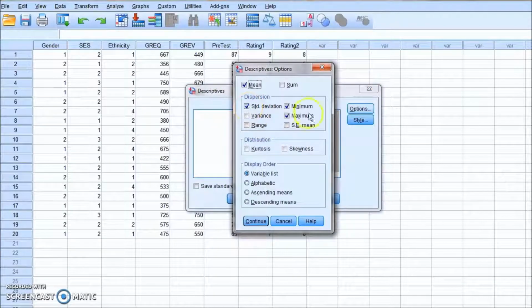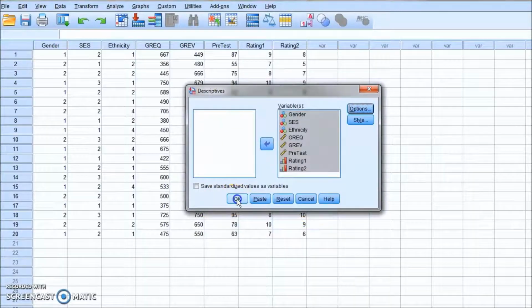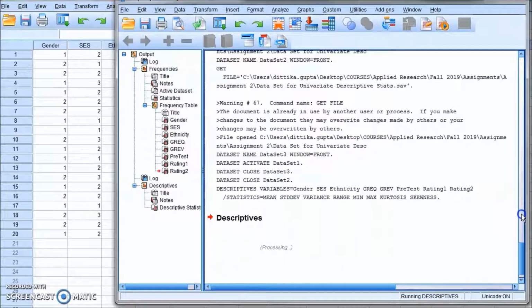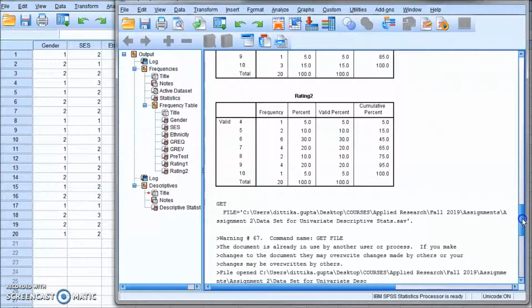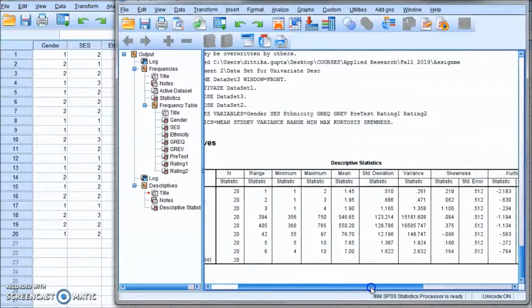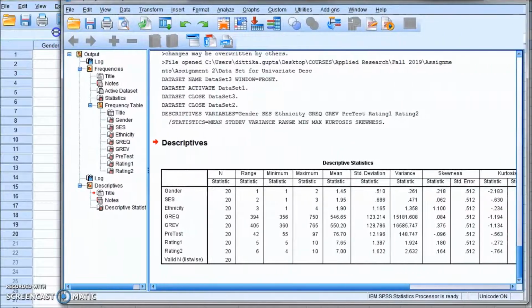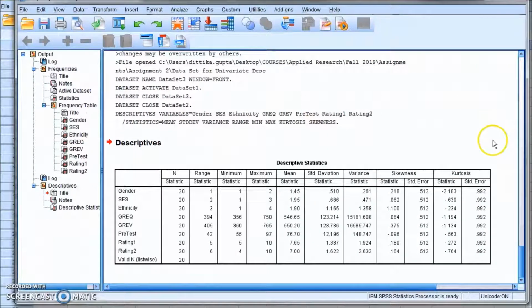I need my standard deviation. I need a minimum and a maximum. I would like to calculate the range. I would like to have some variance. Do you want some kurtosis and skewness? Why not? Let's see what comes out. And then I press continue. So if I go down, here is my descriptive statistics for the whole of the data.